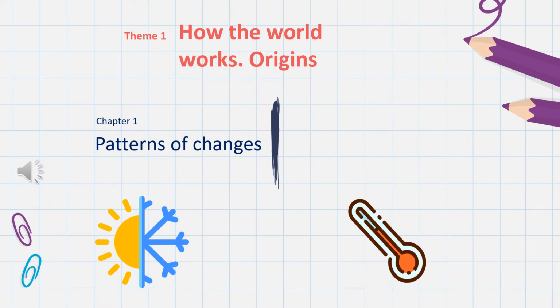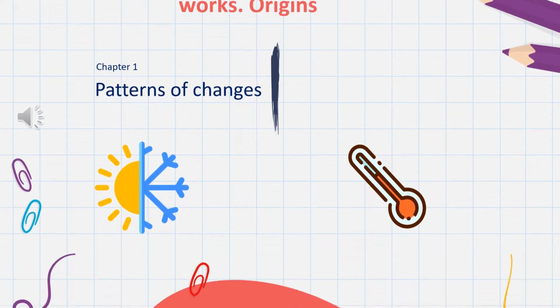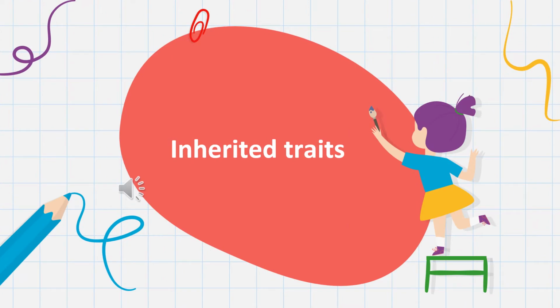Theme 1: How the World Works. Origins. Chapter 1: Patterns of Changes. Today's lesson is about inherited traits. Inherited traits. Repeat after me. Inherited traits.